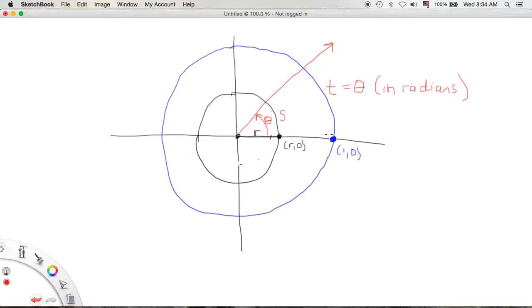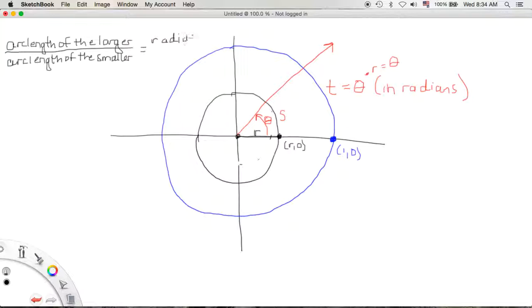So since this is 1 unit long, remember it's the angle times the radius, but in this case our radius is 1. So we have our arc length here. Well, you remember from geometry, hopefully, that you can use proportions for these. And you know that the ratio of the arc length of the larger circle to the smaller is equal to the ratio of the radius of the larger divided by the radius of the smaller.